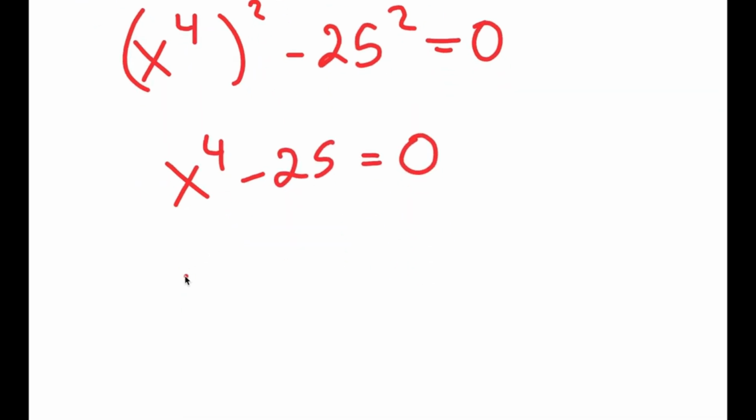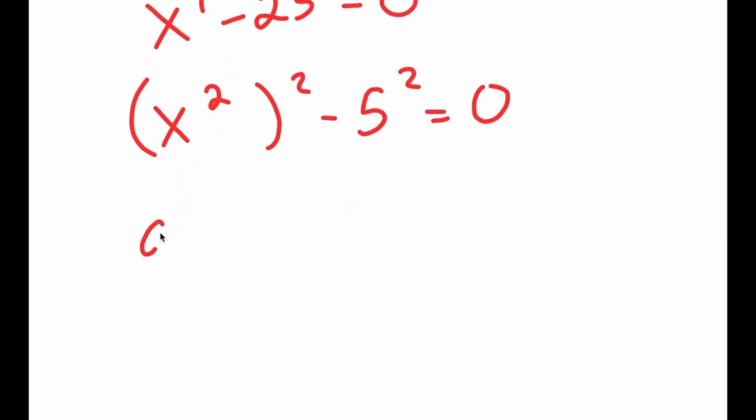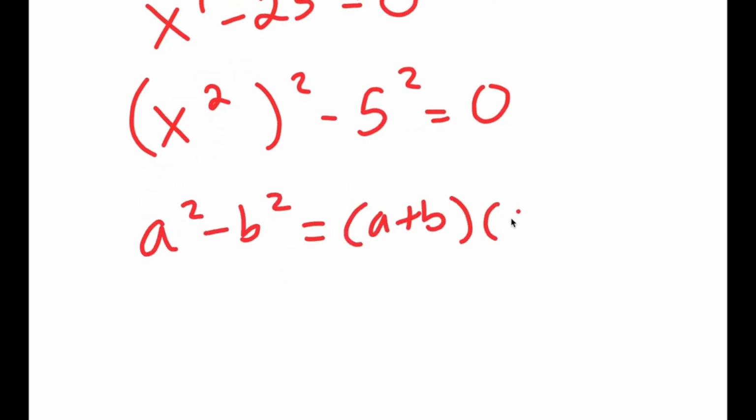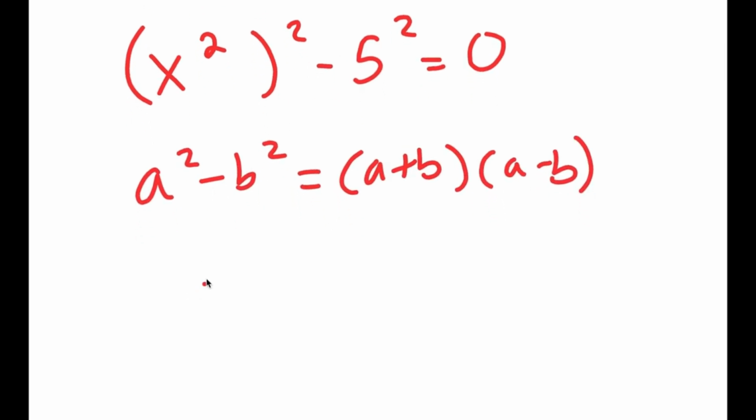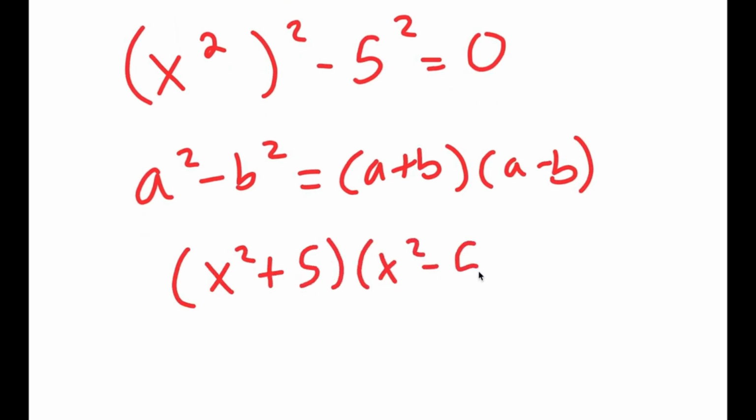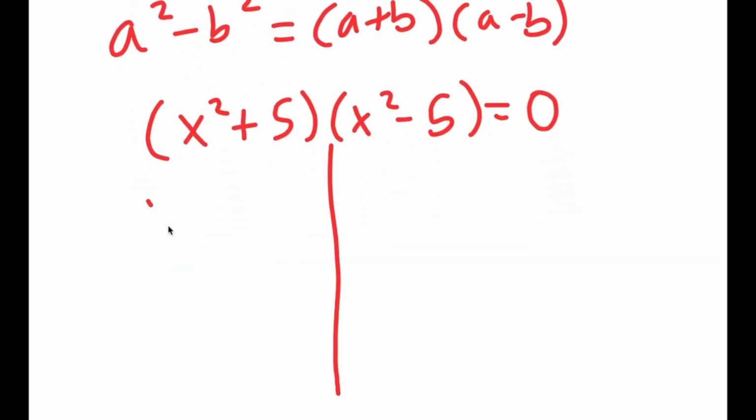Now from here, I'm going to rewrite this as x squared to the power of 2 minus 5 squared is equal to 0. So now I can use the formula a squared minus b squared is equal to a plus b times a minus b on this. So this turns into x squared plus 5 times x squared minus 5 is equal to 0. So I get two equations. x squared plus 5 equals 0 and x squared minus 5 equals 0.